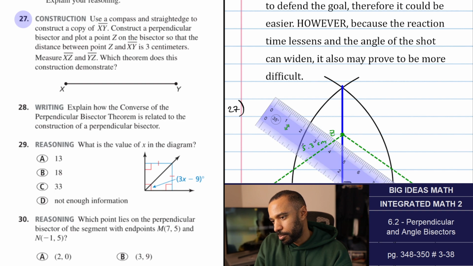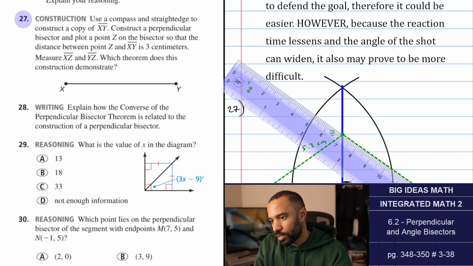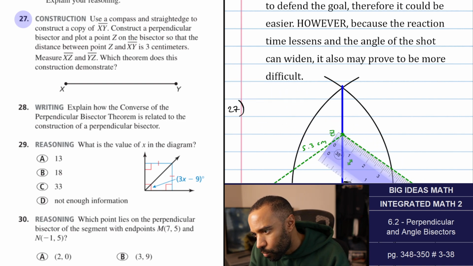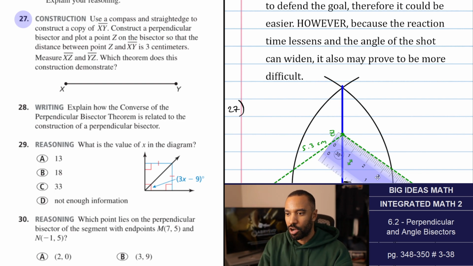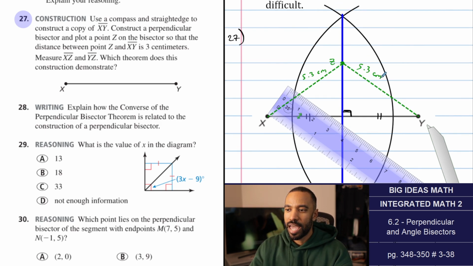Let's line it up. Let's stick it there. Let's do a little bit more upward like that. And from here, Z to Y, that looks like 5.2, 5.3. I'm just going to call it 5.25 on both of them, whatever. 5.3 centimeters. Okay.